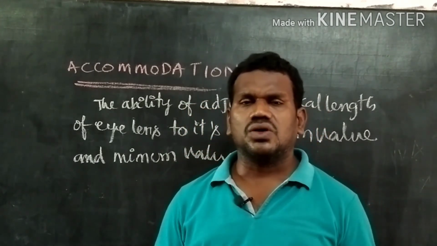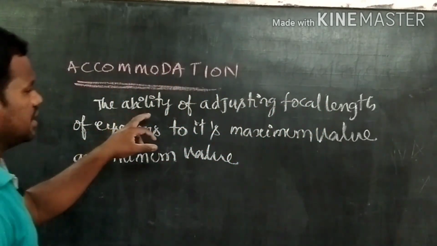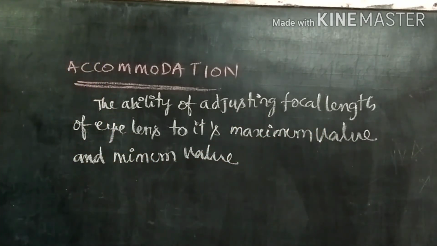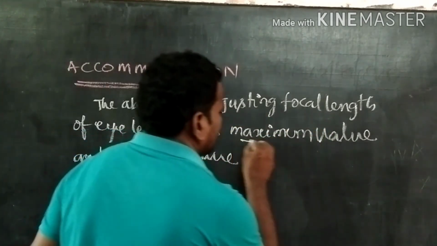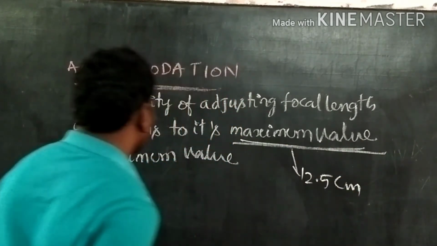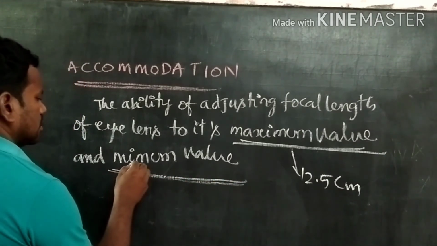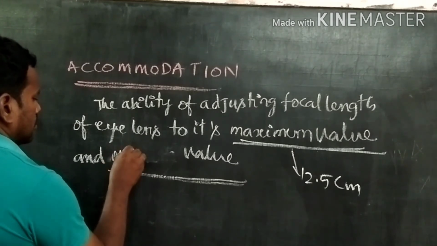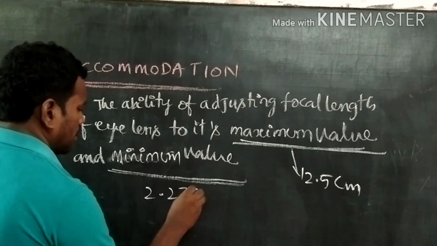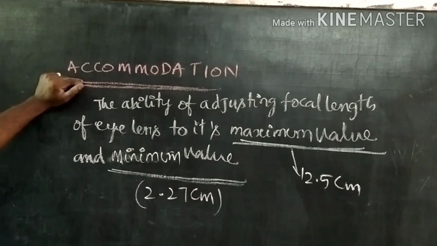This ability is called accommodation. Now see this definition clearly. The ability of adjusting the focal length of the eye lens by itself to a maximum value, the maximum value is 2.5 centimeters, and to a minimum value, that minimum value is 2.27 centimeters. This ability is called accommodation.